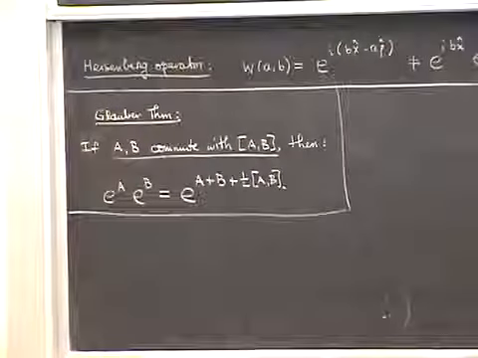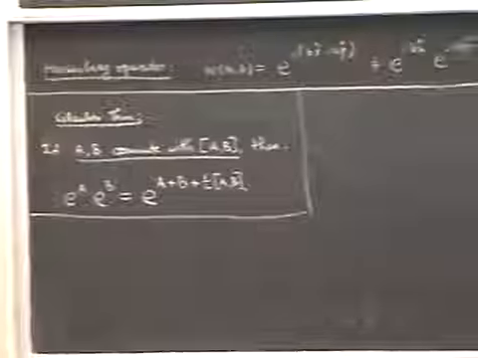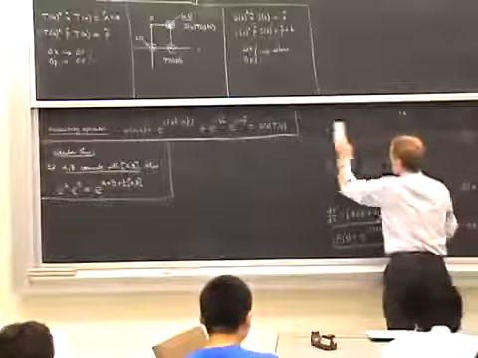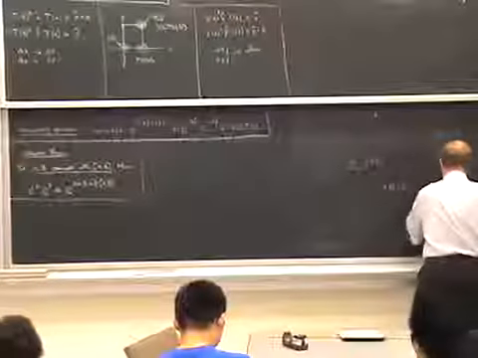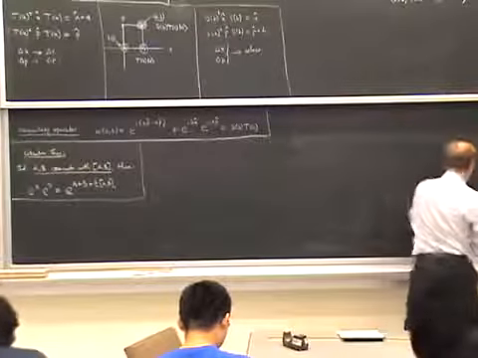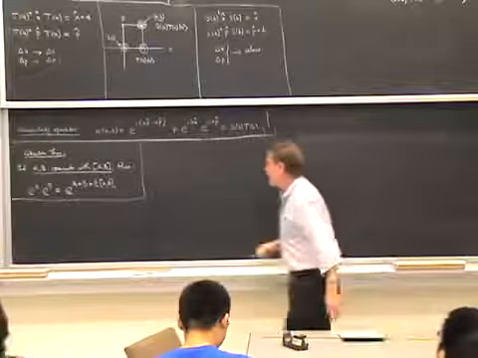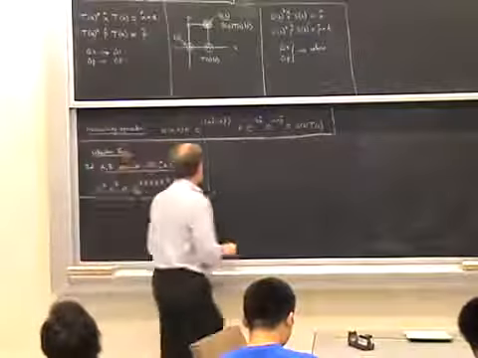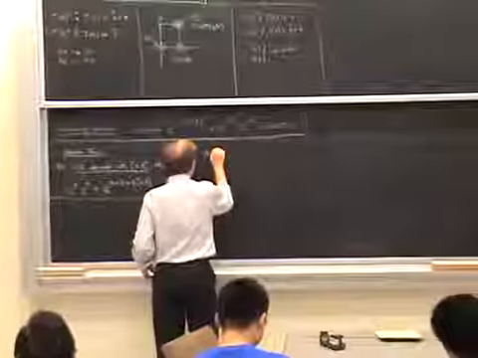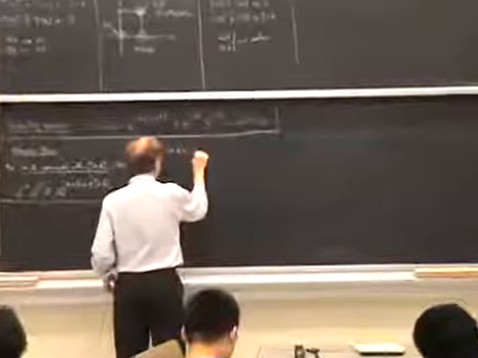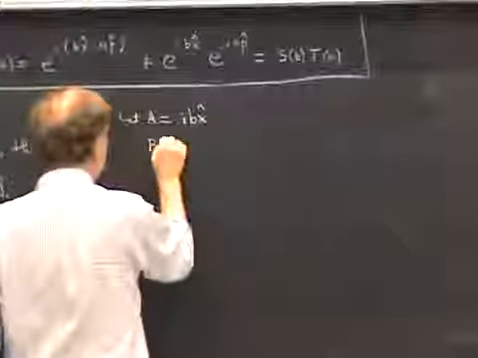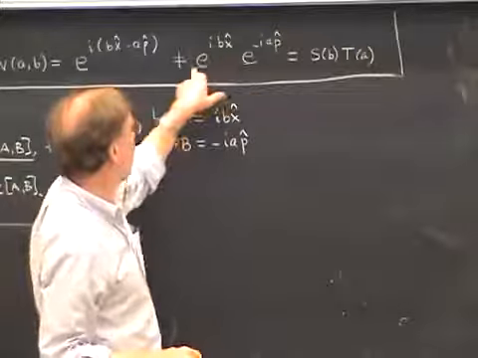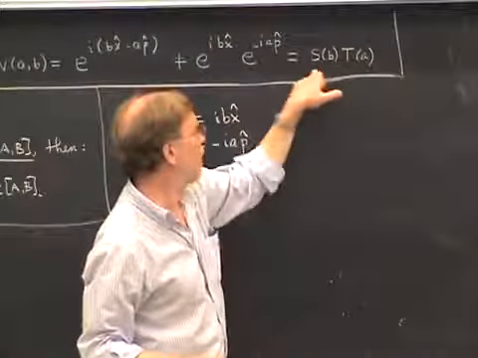All right, now, I don't care so much about the proof anymore. Let's erase it. Let's apply the theorem. Let's let A be equal to i b x hat, and let's let B be equal to minus i a p hat, using these products of these displacements in momentum and position.